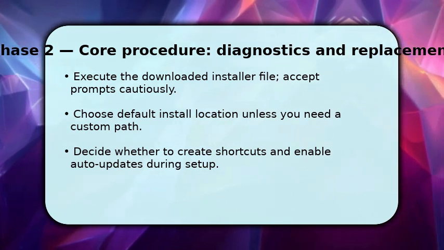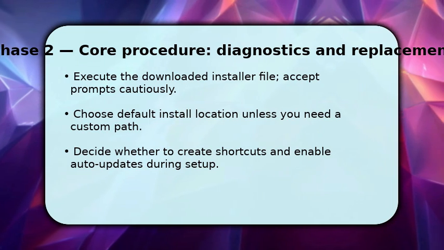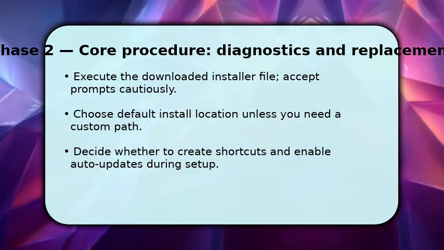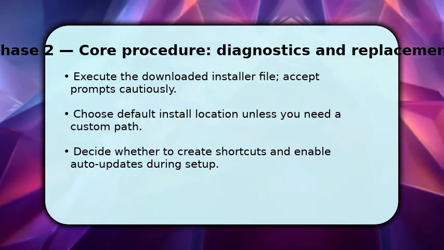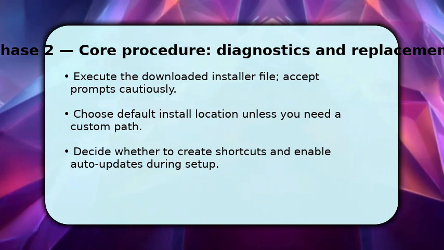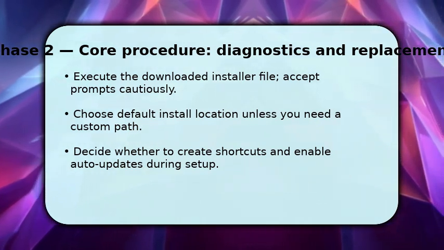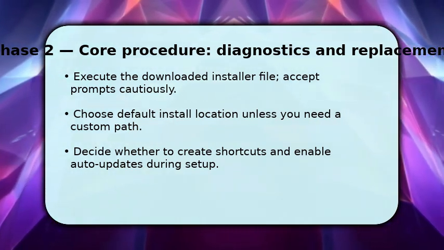Once the core files are in place, allow Chrome to set up updates and shortcuts so maintenance is automatic. If you prefer control, opt out of auto update and add a desktop shortcut manually. Both choices affect convenience versus system control.